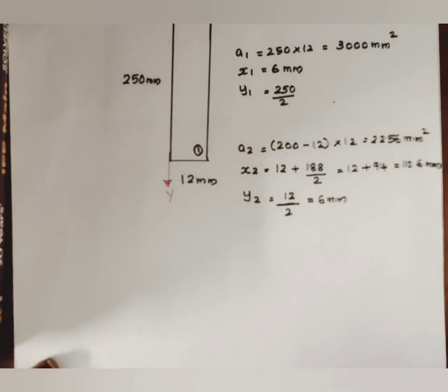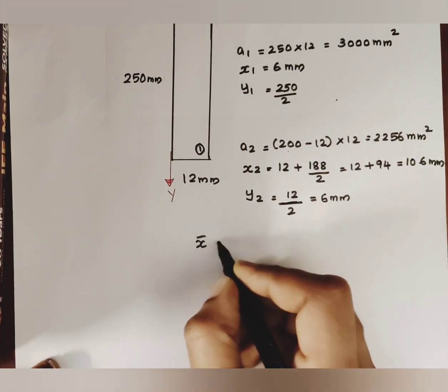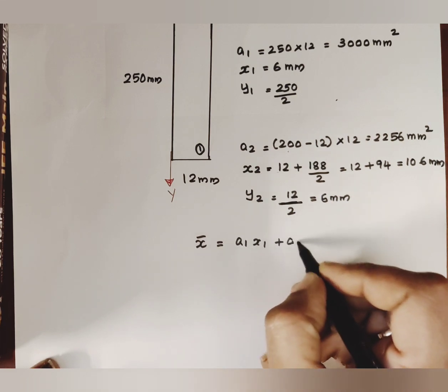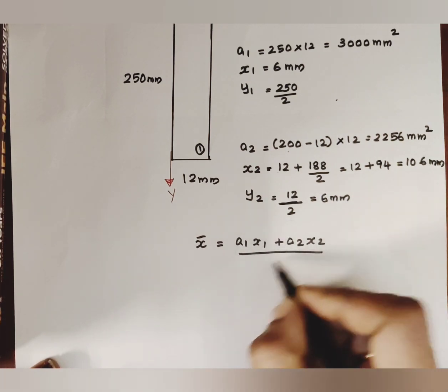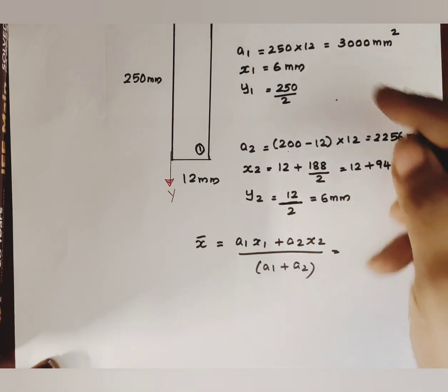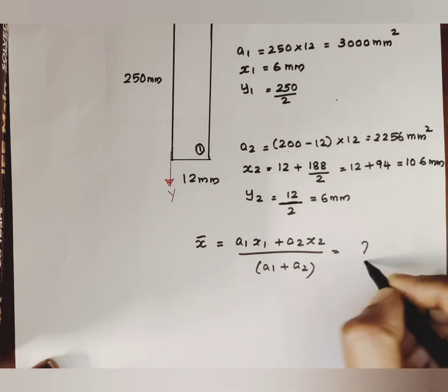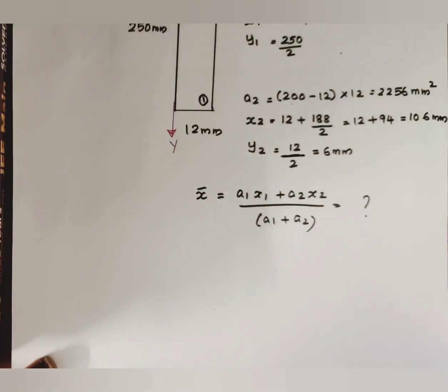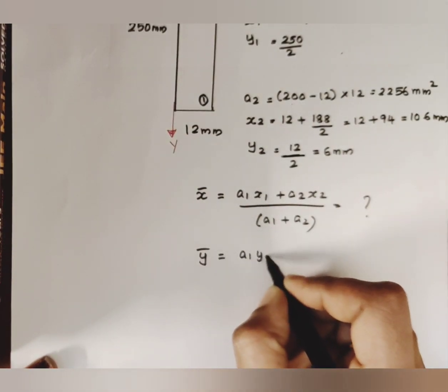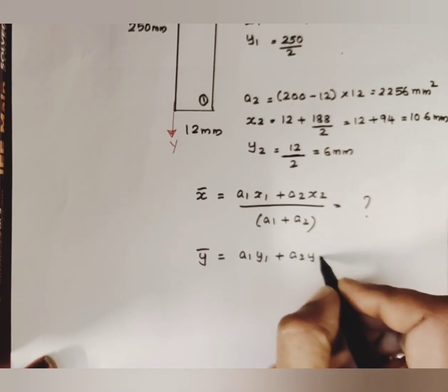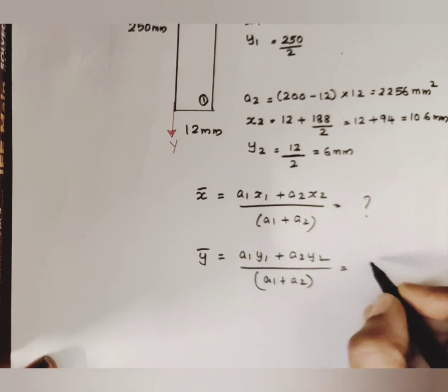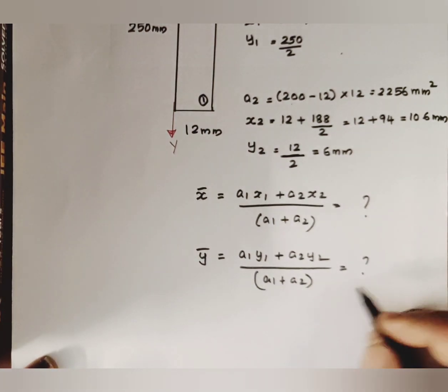So now you have to write the equation. X bar is equal to a1 x1 plus a2 x2 divided by a1 plus a2. So you have to substitute all these values and calculate the final value. Y bar is equal to a1 y1 plus a2 y2 divided by a1 plus a2. So you have to complete this one.